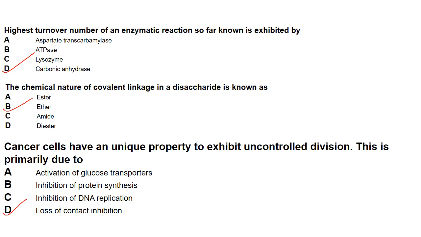Answer is option B. Cancer cells have the unique property to exhibit uncontrolled division. This is primarily due to loss of contact inhibition. Answer is option D. The process which inhibits the uncontrolled growth of normal cells due to their contact with the surrounding cells is called contact inhibition, and the cancer cell has lost the property of contact inhibition and it shows uncontrolled division.